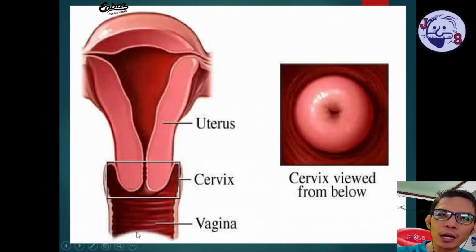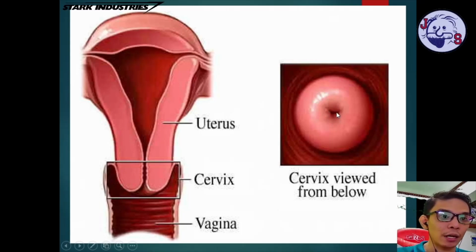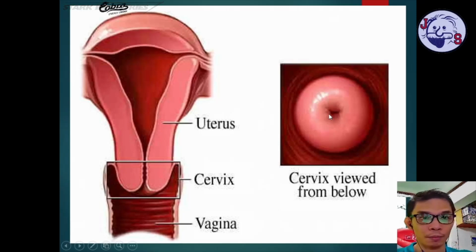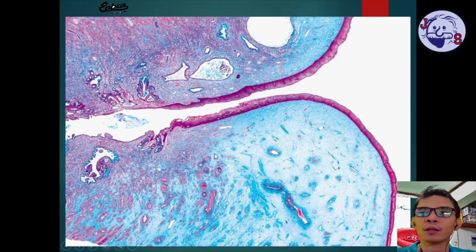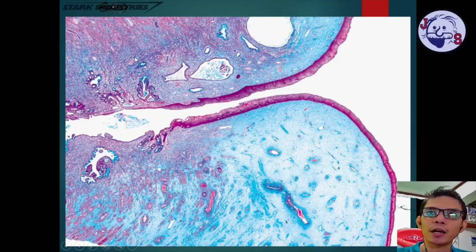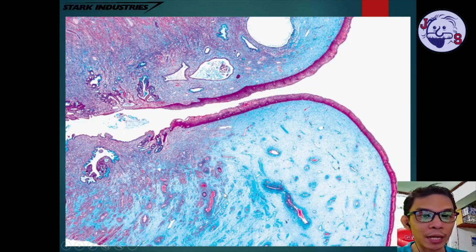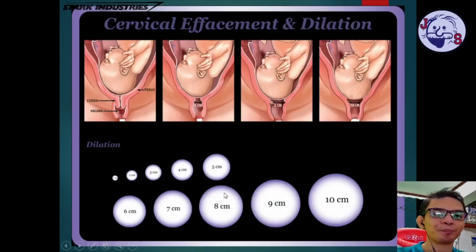Now if you look at the bottom view of this picture, you can see that the cervix looks like this. This is the hole where the sperm cell can go through, and also where the fetus goes out during childbirth. This is what the cervix looks like, and this is the opening that you have right here. The cervix is made up of smooth muscles, so it is capable of doing some sort of peristaltic movements.